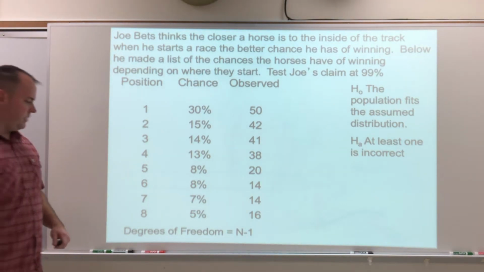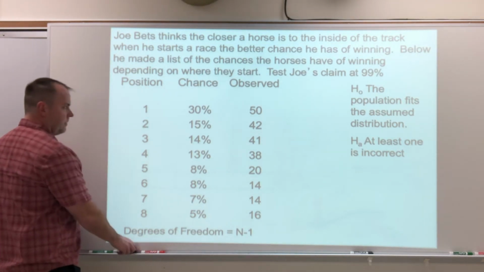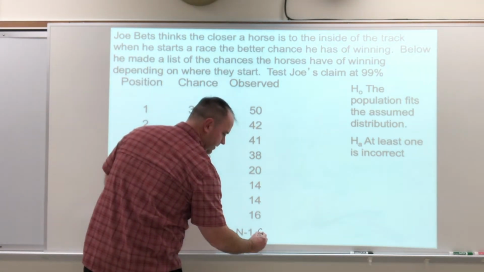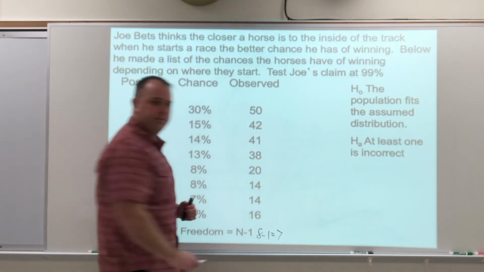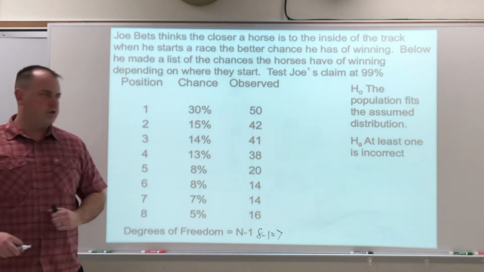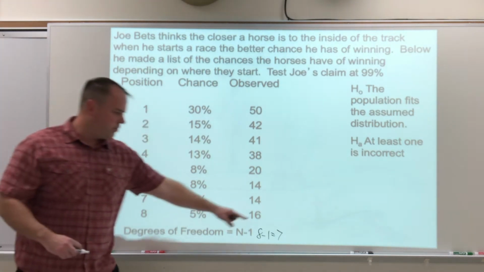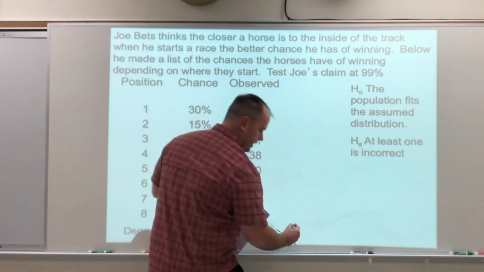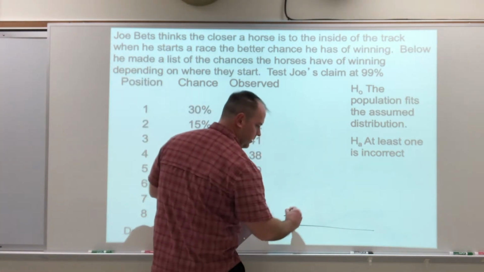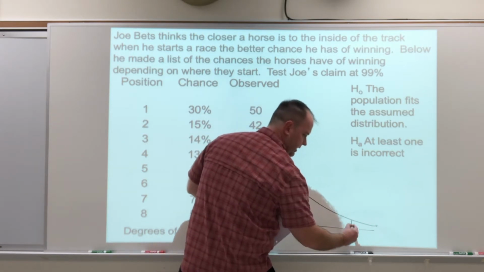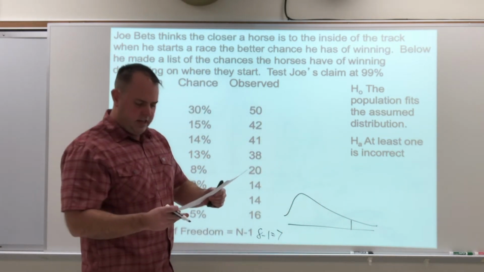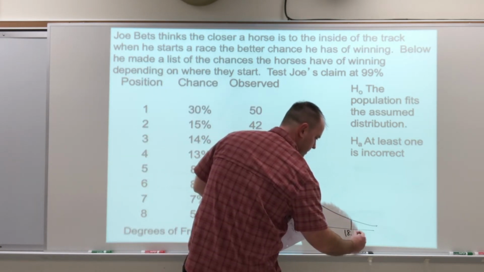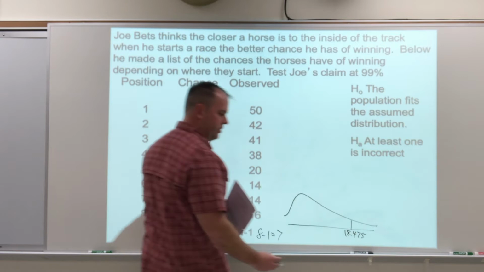Degrees of freedom is n minus 1. This time there are 8 categories. So 8 minus 1 is 7 for our degrees of freedom. Go to our chart. We're at 99%. Degrees of freedom is 7. And I'll quickly draw it here, skewed to the right. And I have it at 18.475. Okay, so there's our critical value.